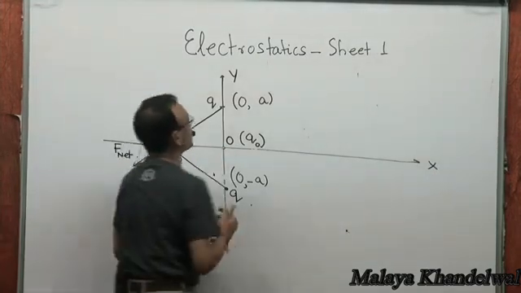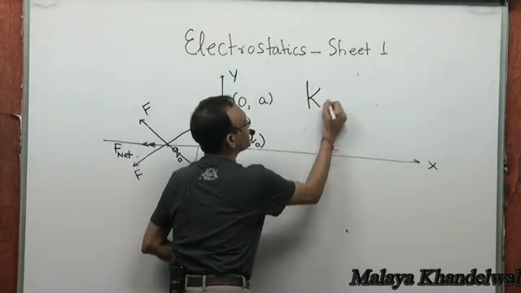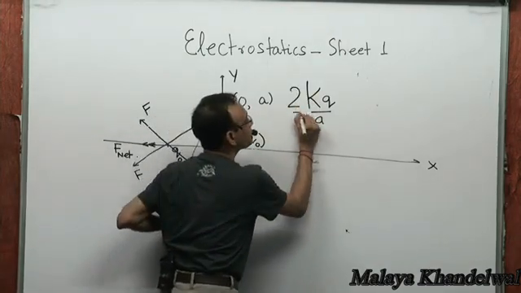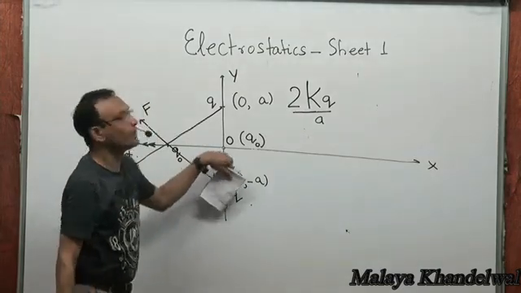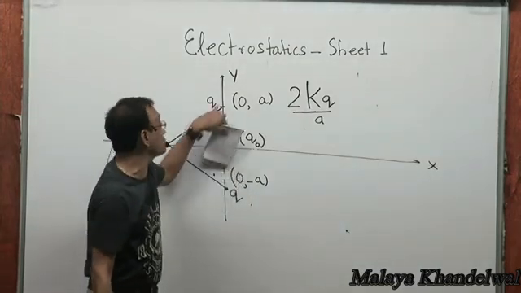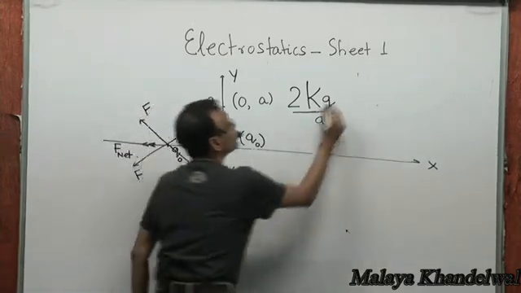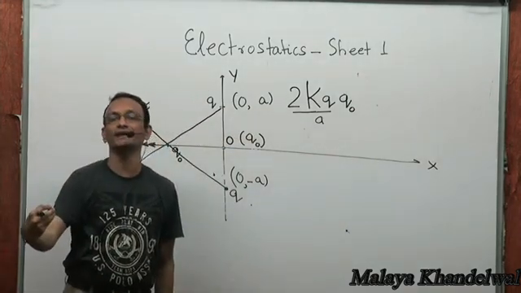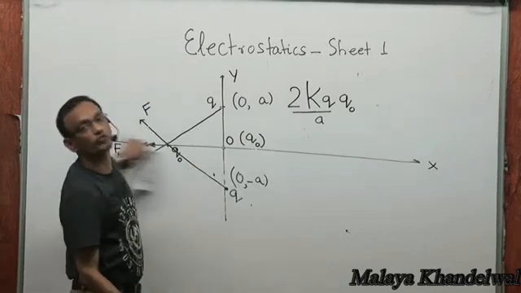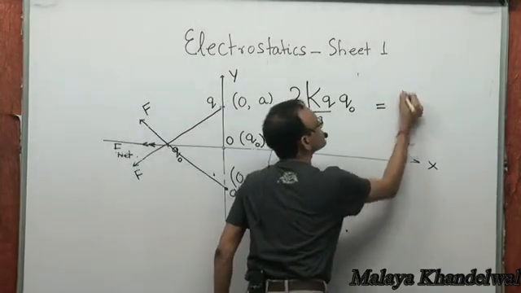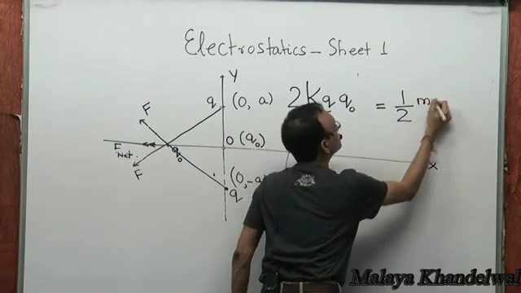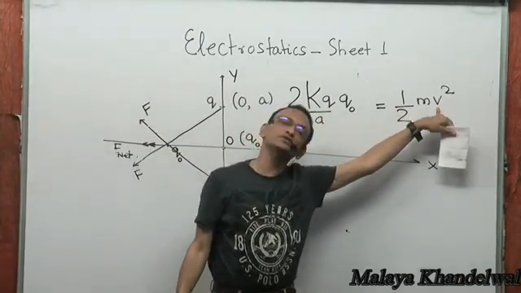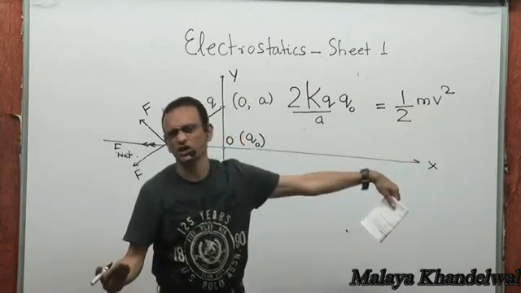So the potential at O is what? Because of the upper charge, kq by a. Because of the lower charge, another kq by a. So 2kq by a, right? That's the potential at O because of the upper and the lower charge. So the potential energy at O is going to be this into q naught. That's going to be the total potential energy. And this gets completely converted into kinetic energy when this charge q naught races away to infinity. So this gets converted into the kinetic energy of the charged particle at infinity. Put k equal to 1 by 4 pi epsilon naught and solve for the speed of the particle v at infinity. This is all that it requires, right?